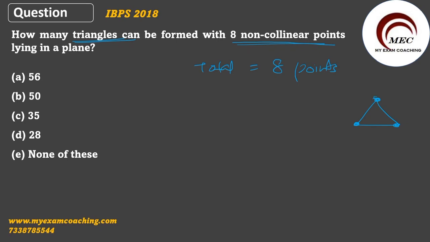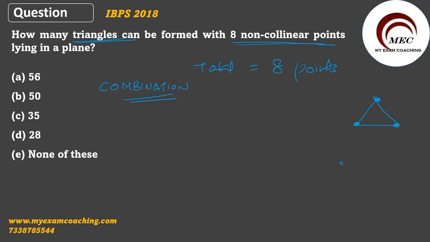So now total 8 points, how many triangles can be made? This type of questions we will use the formula, combination formula. Understand the concept very clearly. For arranging the letters of a word, we have used factorial notation. But when you have 8 points out of which you have to take 3, then we will use different combinations we can make.